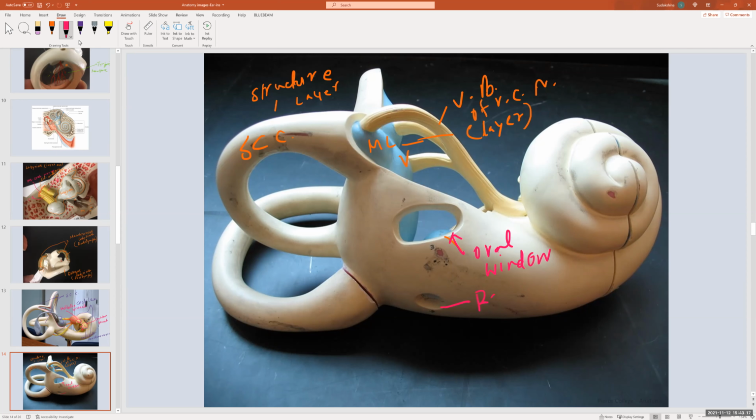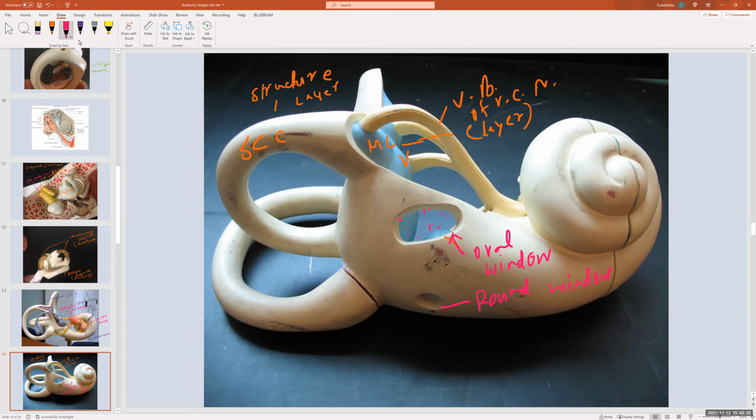This will be the round window. This oval window is where the stapes is going to push. Basically what we looked at before, the stapes is pushing down onto this oval window.